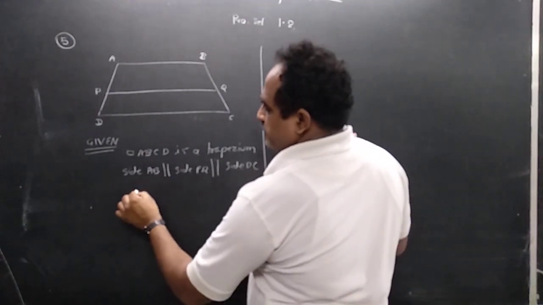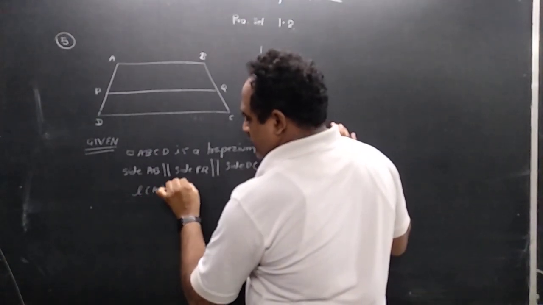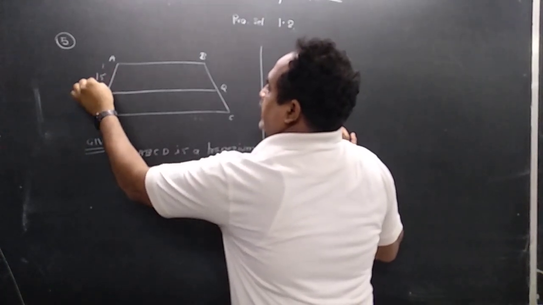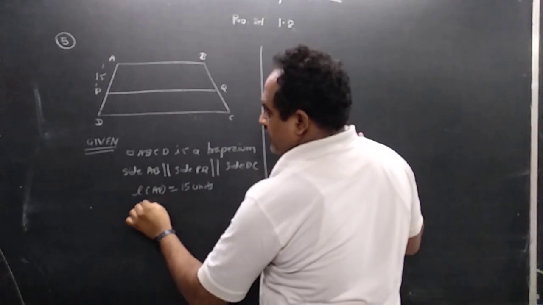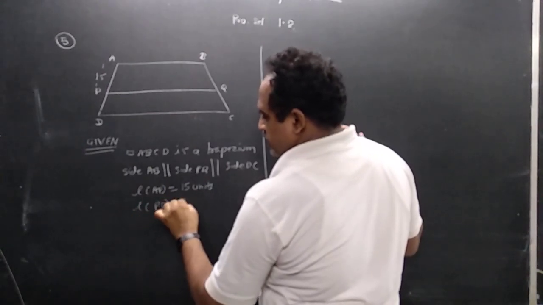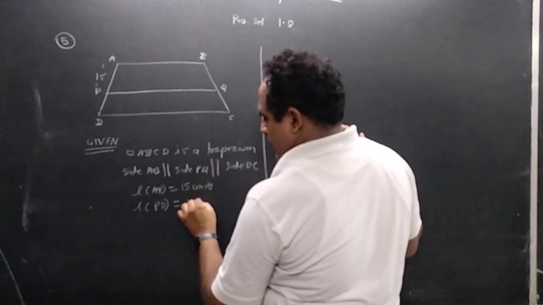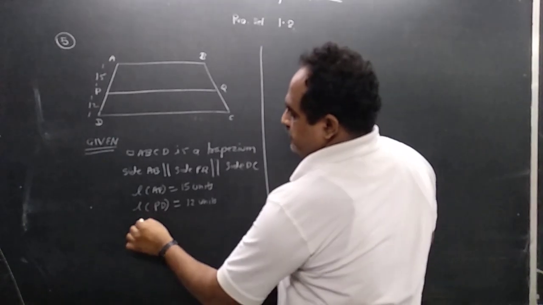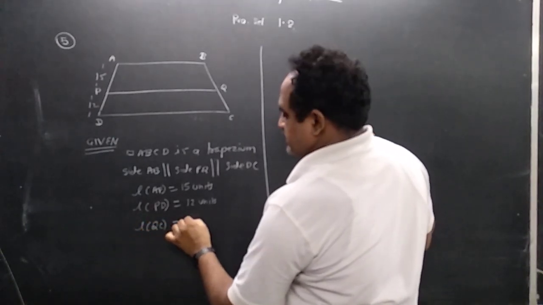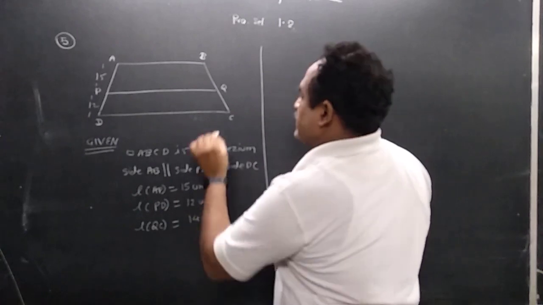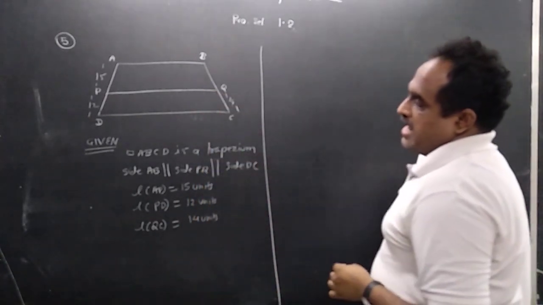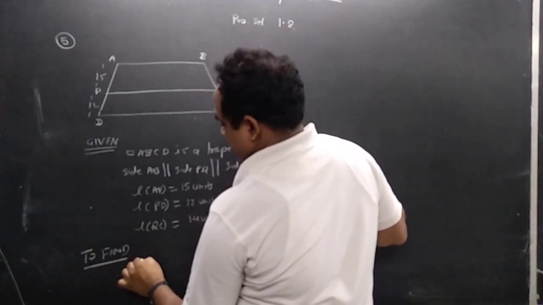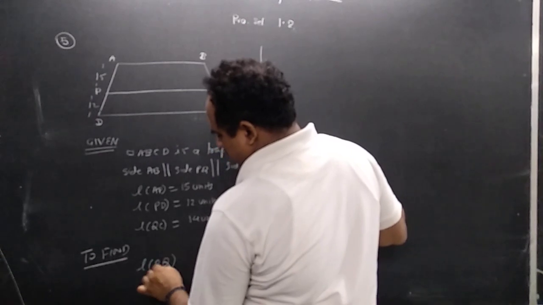Length AP is equal to 15 units. This value is 15 units. Length PD is equal to 12 units. So this is 12. Length QC is equal to 14 units. So this is actually 14 units. And what have they asked to find? BQ. They have asked the value of length BQ. It's a very simple question.